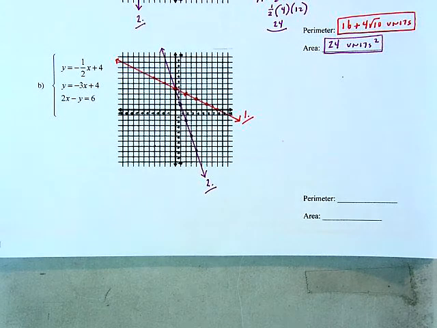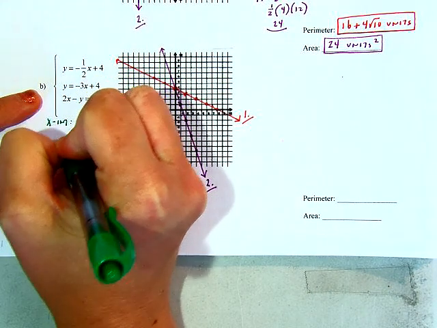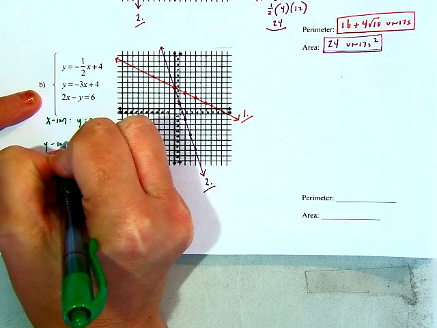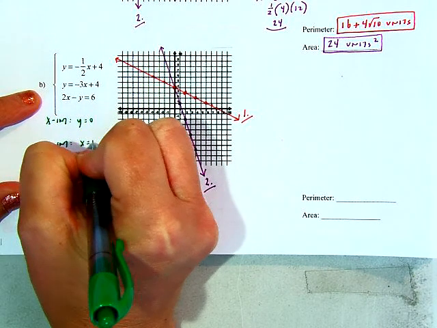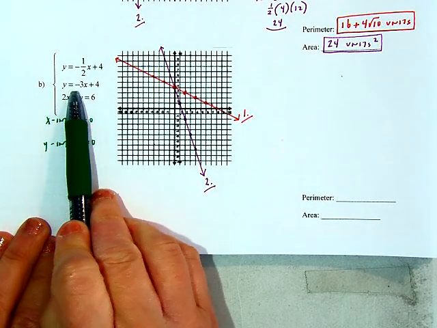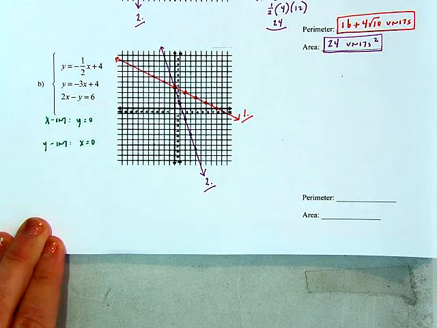Okay, and then the last one here, that one is in standard form, so it's going to be easier to get the x and y intercepts. So x-intercept, we know that that's when y is 0. Y-intercept is when x is 0. So if I plug in 0 for the y, block that out, solve for the x, x would be 3. So the x-intercept would be at 3, 0.